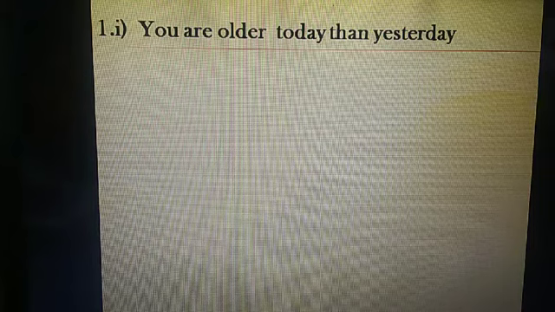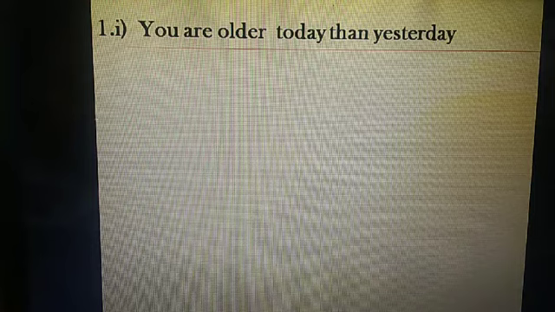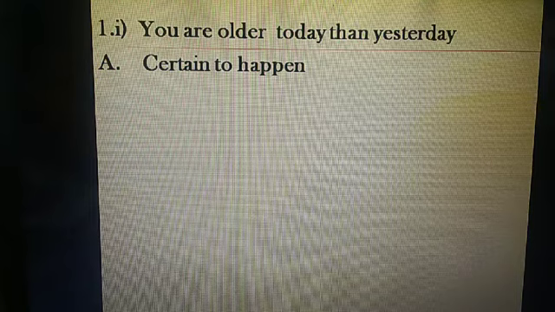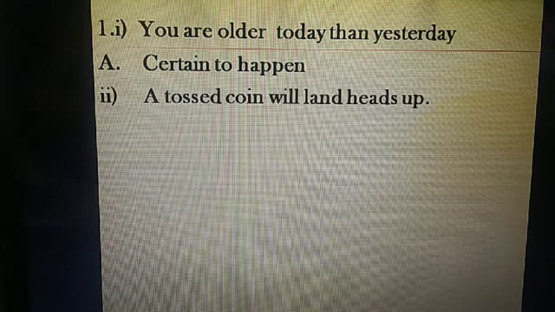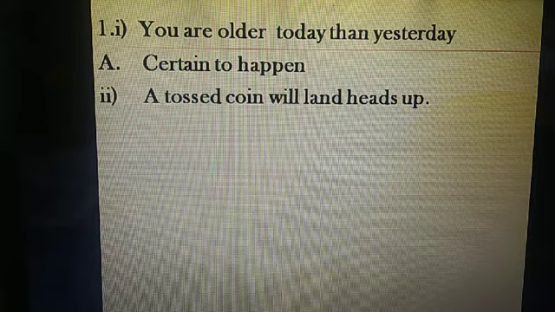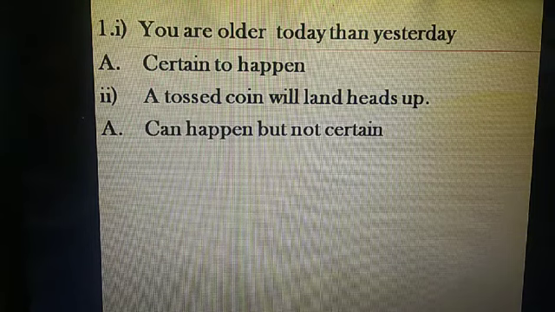Tell whether the following is certain to happen, impossible, or can happen but not certain. You are older today than yesterday. Yes, it's correct. So it's certain to happen. No one can change it. Now, a tossed coin will land heads up. Whenever we toss a coin, is it necessary that every time you will get heads up? No. It can come, but it is not necessary that it will always come. So, can happen but not certain.